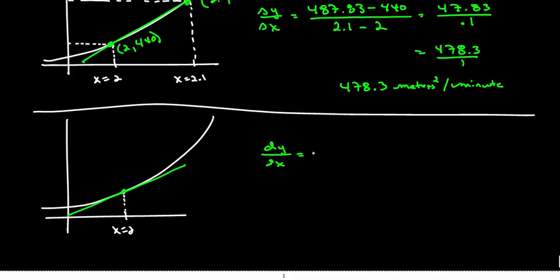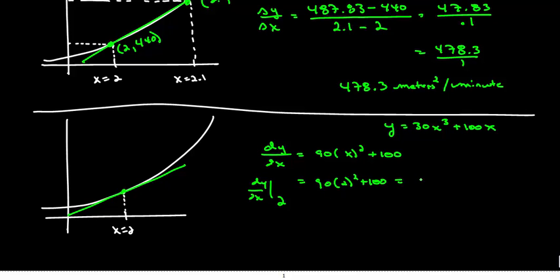And so the slope of the tangent line is given by the change in y over the change in x, dy dx. And so if you remember, y was equal to 30x to the third plus 100x. And so dy dx is going to be equal to 3 times 30, which is 90x squared plus 100. And specifically, we want dy dx when x is equal to 2. So that's going to be 90 times 2 squared plus 100. So that's 90 times 4 plus 100. So this is 360 plus 100, or 460 meters squared per minute. Okay, and it's that easy to do.